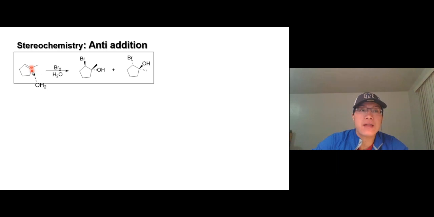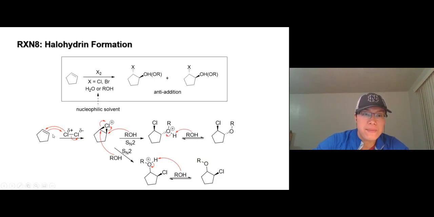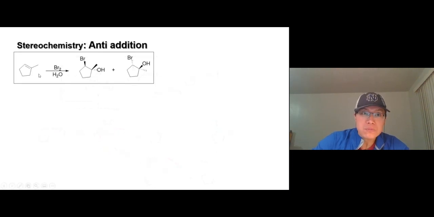Now, in the case that the two carbons are different. If you go back here one more time, these two carbons are the same, so the alcohol can attack here and it doesn't make any difference. There are two products. But now these two carbons have different substituents on them. What's going on? The water in this case will attack the more substituted carbon, just like Markovnikov.